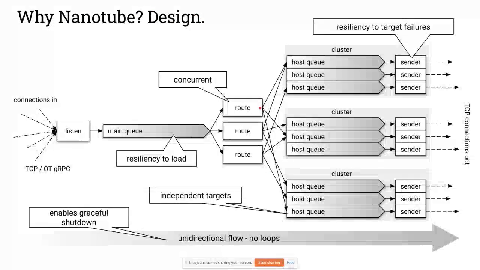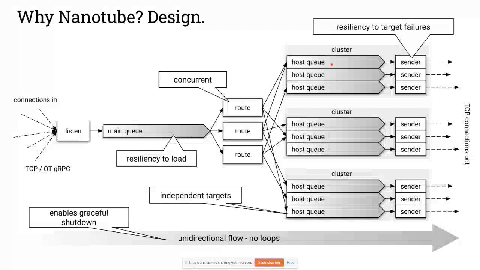And then after the routing, they know which targets or which hosts the data have to go to, and they send it to these hosts. Hosts are organized into clusters, as you can see here. And each host has a separate queue. Having separate queues for each host ensures they are independent, and this solves the problem of correlation between targets that we had in Carbon C relay.